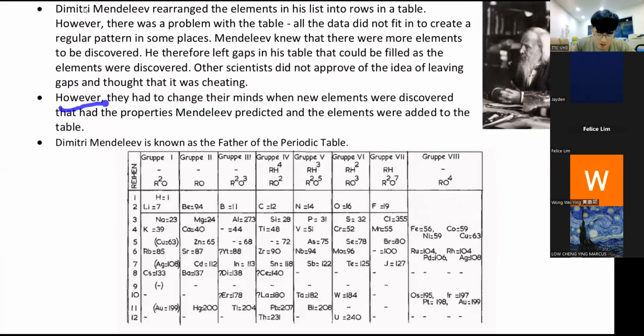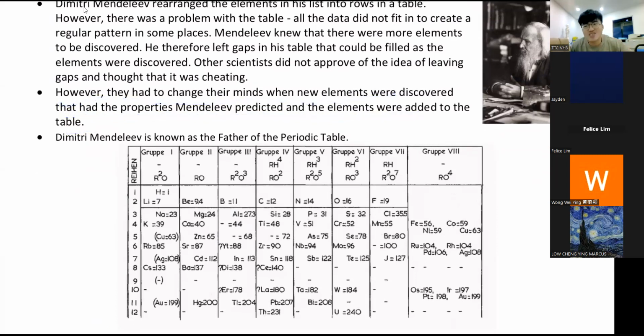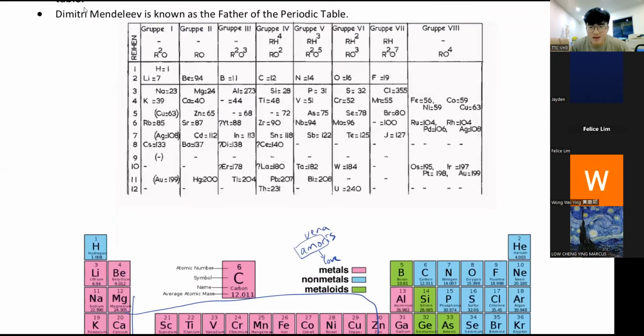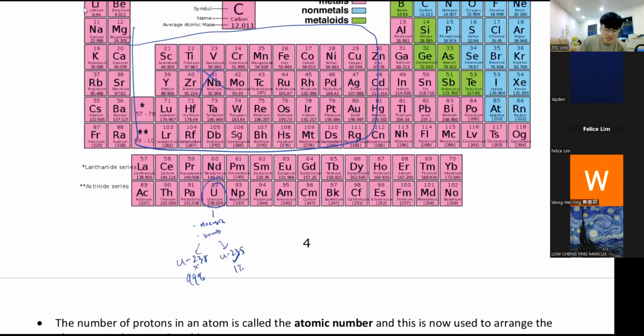So, however, they had to change their minds when new elements were discovered that had the same properties Mendeleev predicted, and the elements were added to the table. Before you guys knew about it, he already knew. See, Giga Chad moment. He's the Giga Chad of chemistry. If you know the meme of Giga Chad. Okay, so Mendeleev is known as the father of the periodic table. So this was what he found, and we are still using it today. Okay, so guys, how do we arrange our periodic table today?